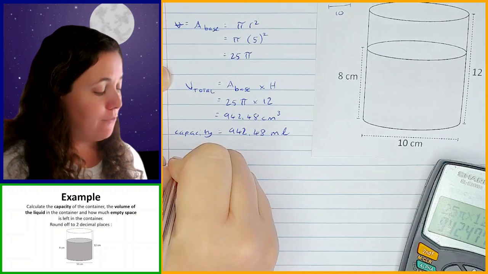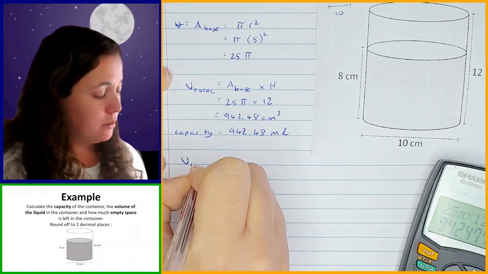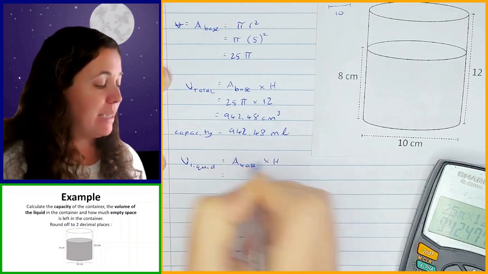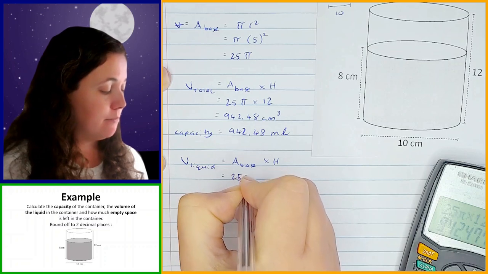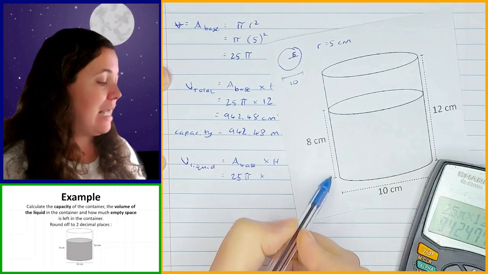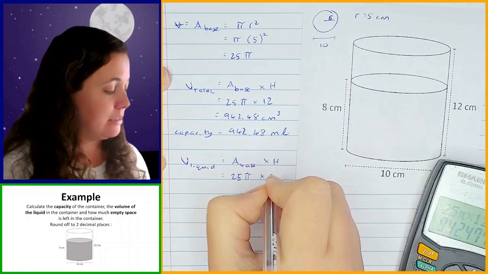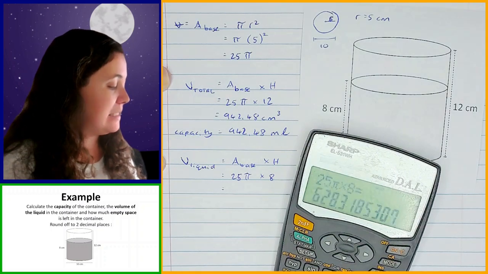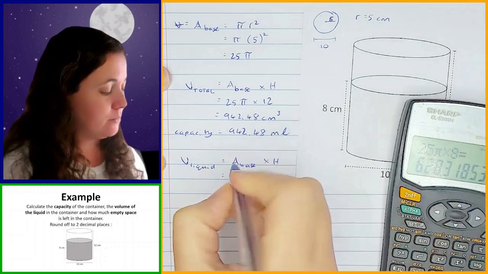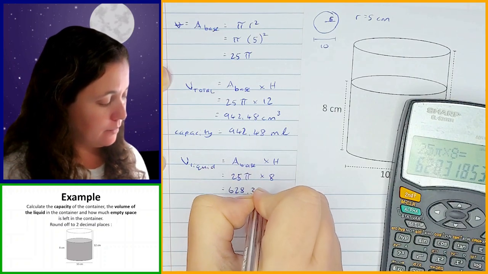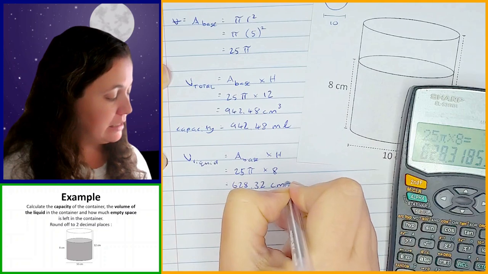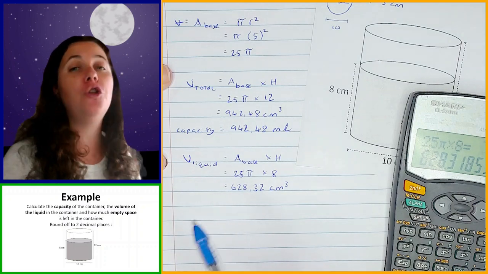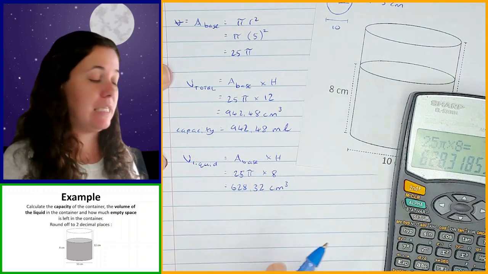So for my volume of the liquid, it is going to be the area of the base times the height. Now the area of the base is the same, so still 25 pi, but the height is 8 centimeters, so it's times 8. So that's going to be 25 pi times 8, and that is 628.32 centimeters cubed. For that one, we're keeping it in centimeters cubed because they asked us to work out the volume of the liquid. So volume is in centimeters cubed.